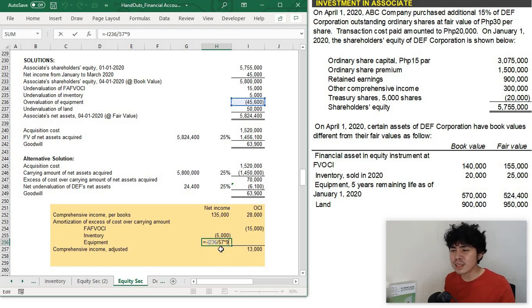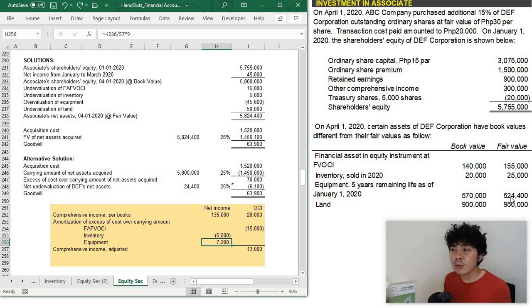Saan ko nakuha yung 57 months? Ang sabi kasi dito sa problem is, ito yung value nila on April 1, book value and fair value. Pero, ang remaining life daw ng equipment is 5 years, starting January 1, 2020. Di ba April 1 balances na to?